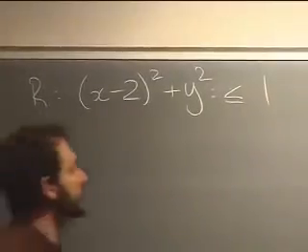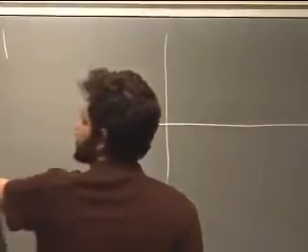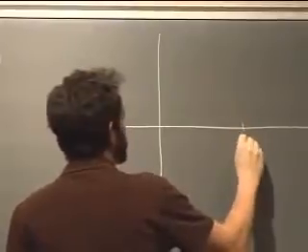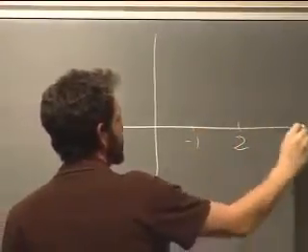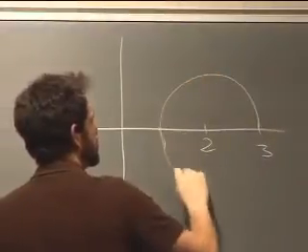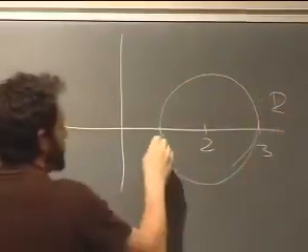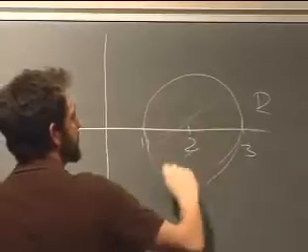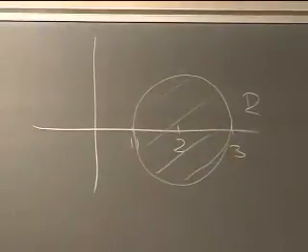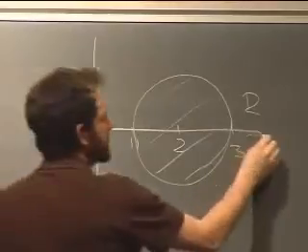So R, the region, looks like this. If this was equals, it would be the circle center 2, 0 of radius 1. And because it's less than or equal, it's basically the interior. So your paraboloid, this is in the xy plane.